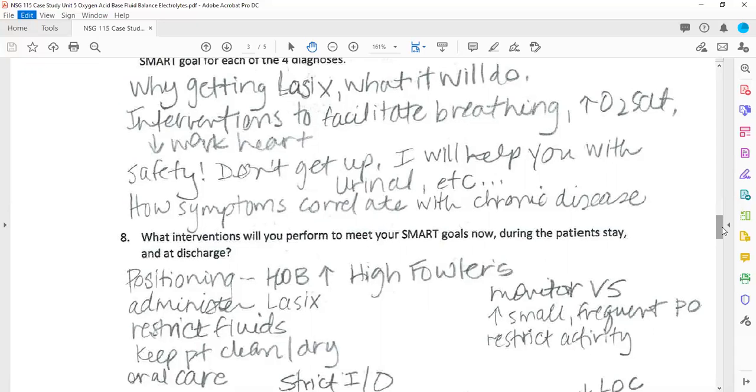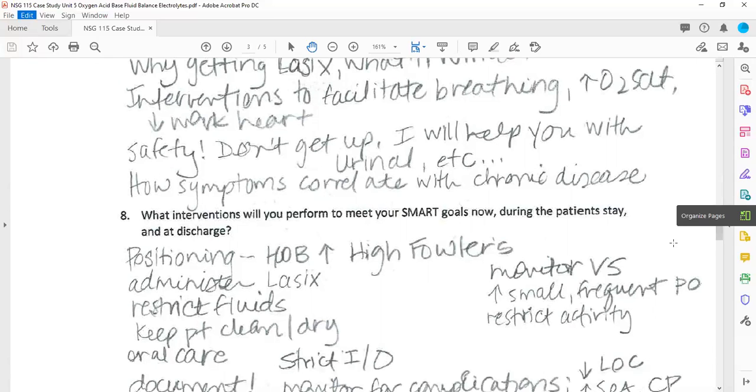Also, we're going to administer Lasix, right, to get the fluid off. We're going to restrict fluids. We're going to monitor vital signs. We want to keep him clean and dry. So if this patient is getting diaphoretic, we want to make sure his gown's clean, his sheets are clean. We don't want skin breakdown.